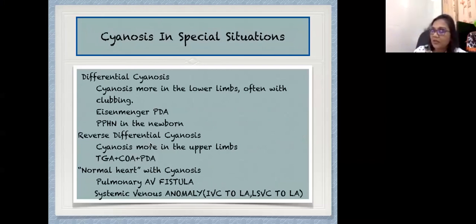There are also situations where the heart is apparently normal with cyanosis, where the problem lies outside the heart, like in a pulmonary AV fistula or a systemic venous anomaly like IVC to LA or an LSVC to LA. LSVC is the left superior vena cava connecting directly to the LA. So that can also cause cyanosis.